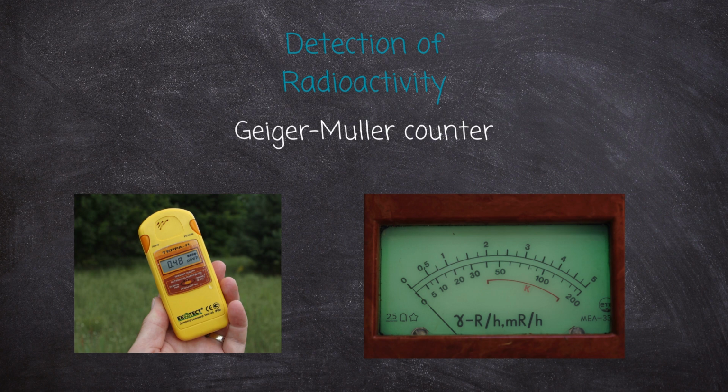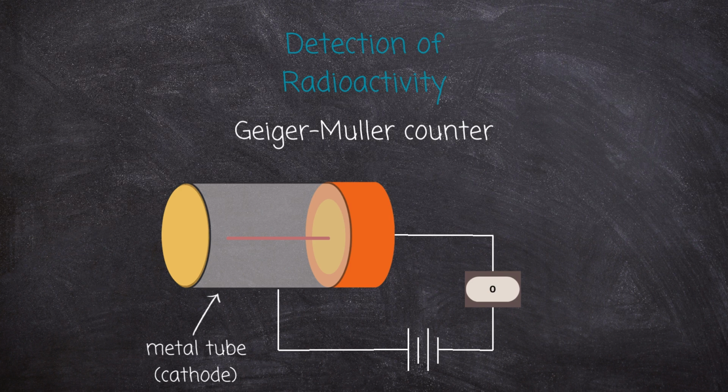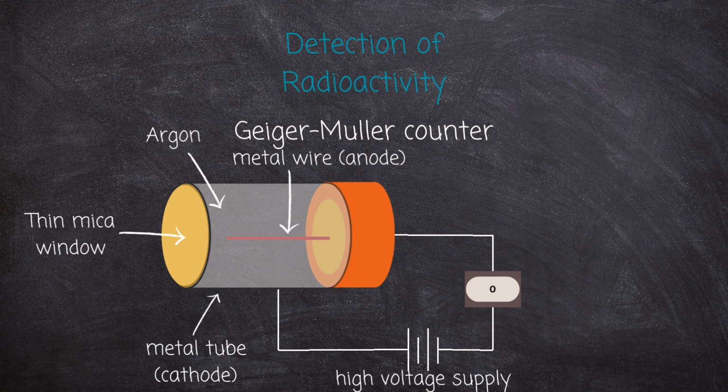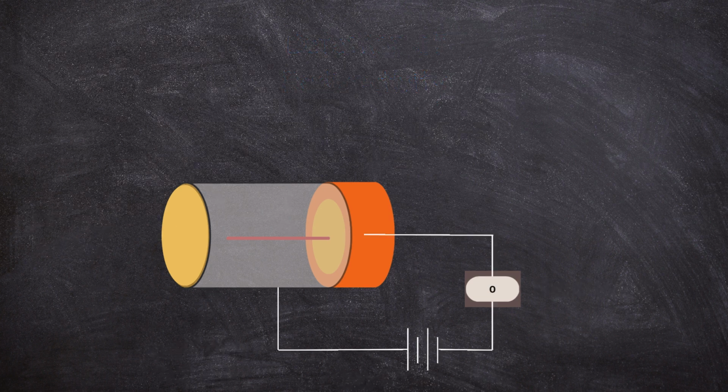It consists of a cylindrical metal tube filled with a low-pressure gas such as argon, a thin mica window, a thin metal wire, a high-voltage supply, and a counter or scaler. This is how it works.